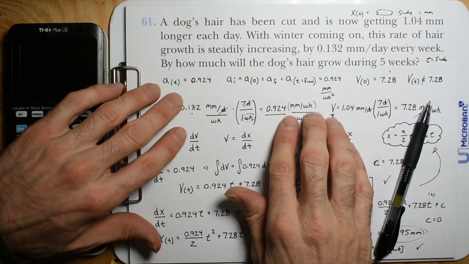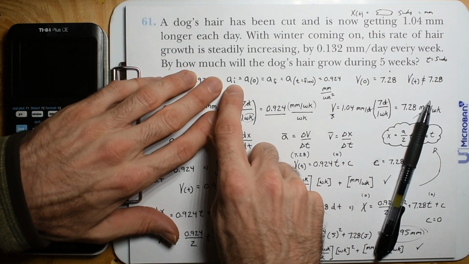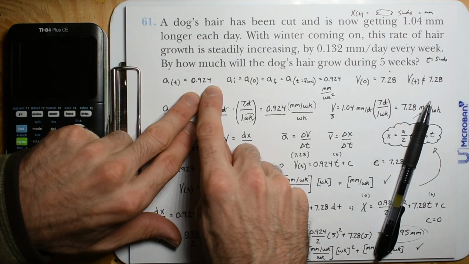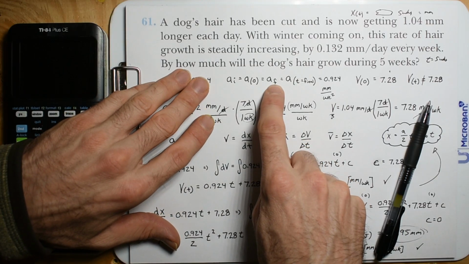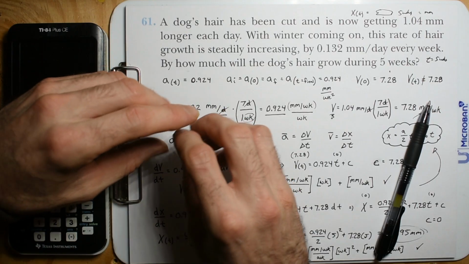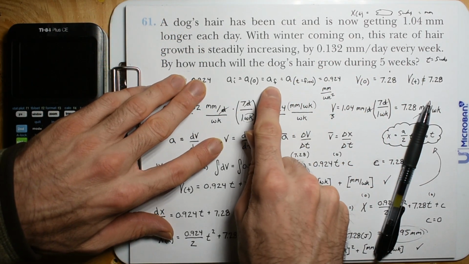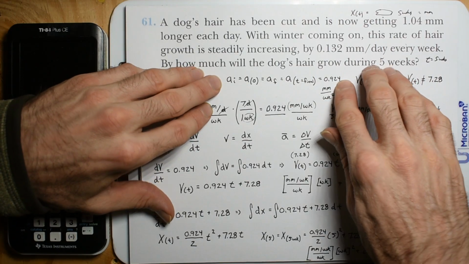So when your acceleration is constant, it's fascinating. I can say, what's my initial acceleration? Well, it's 0.924. What's my final acceleration? Well, it's 0.924. It's a constant. Your acceleration doesn't change for this problem. So I can say my acceleration final. And so here are the different ways that you could write it.